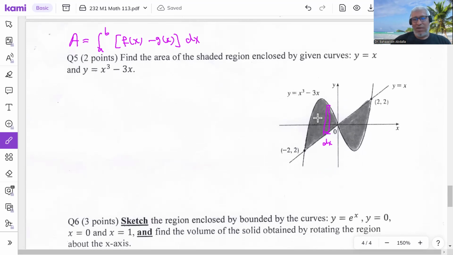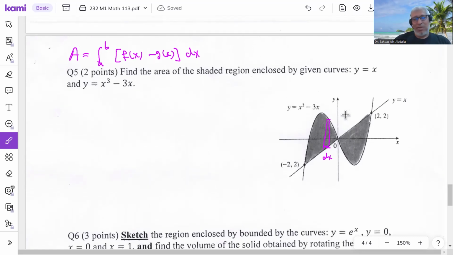But I have two regions here, because in the region to the left, the curve is above the line, but in the region to the right, the line is above the curve. Well, if you look carefully at the graph, you notice that they have the same area. This region has the same area as this. So if you want to use one of them and multiply by 2, that's okay.